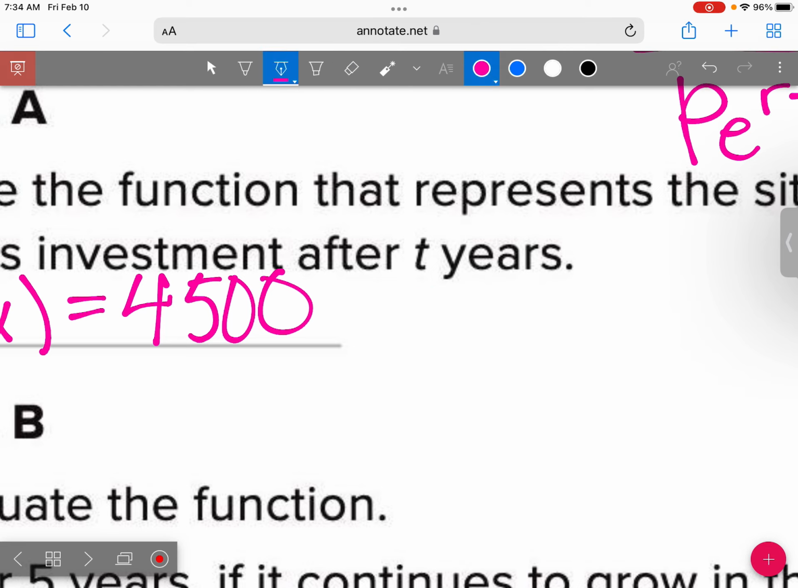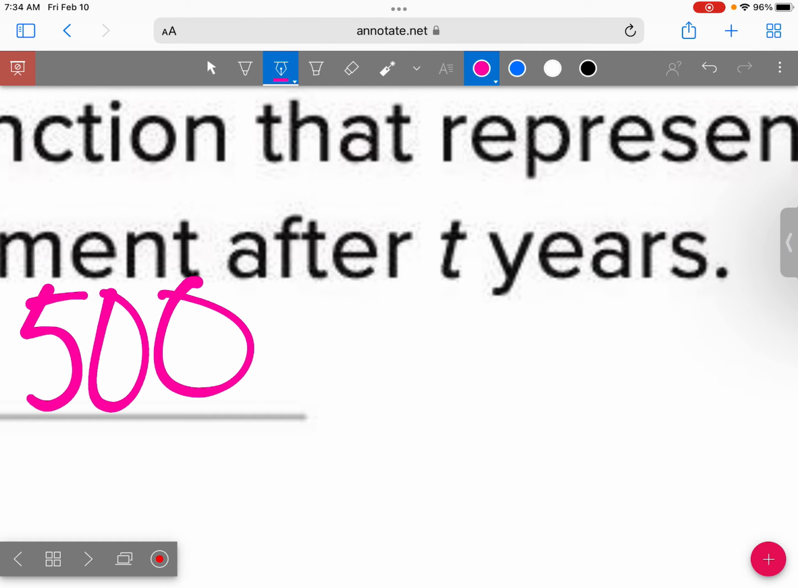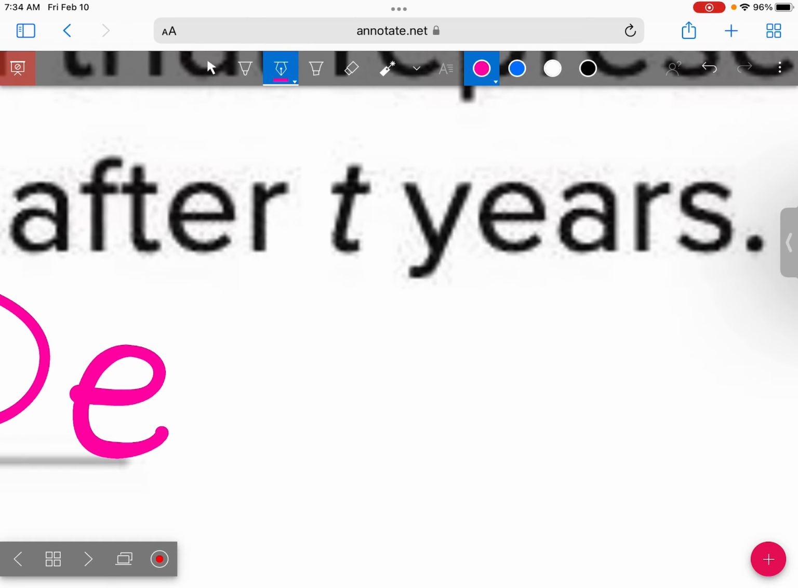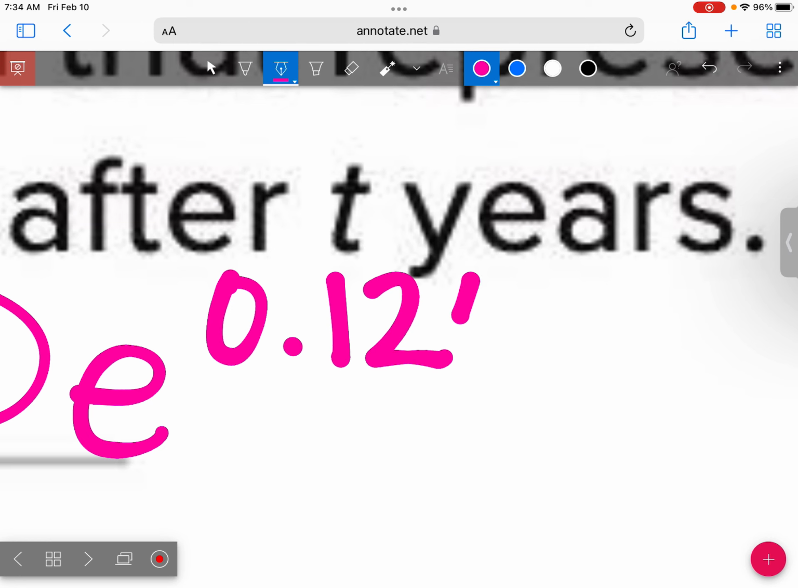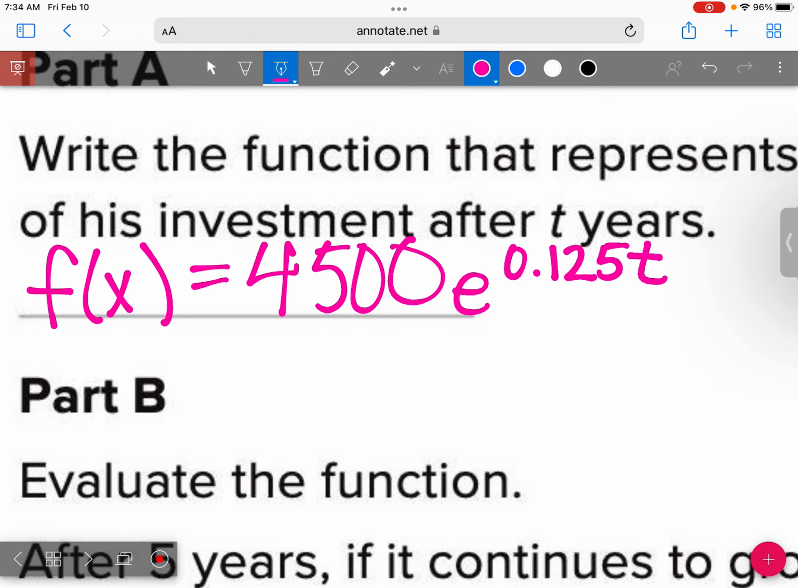What's the next part of the equation? E. And then to the what? Yep, 0.125 t. Does that make sense?